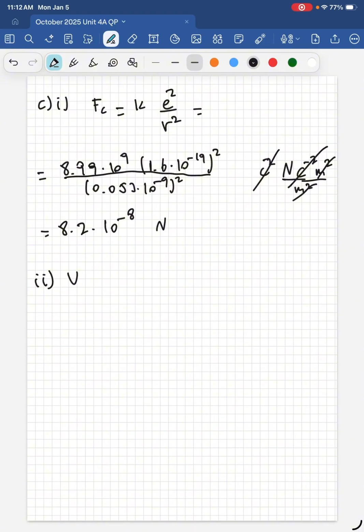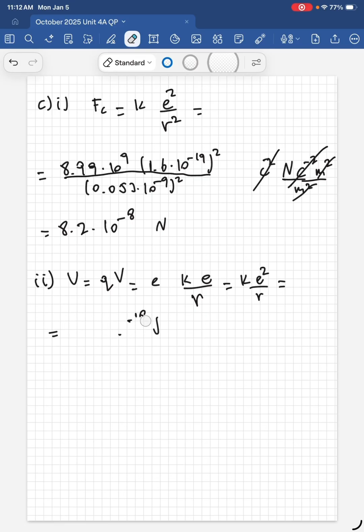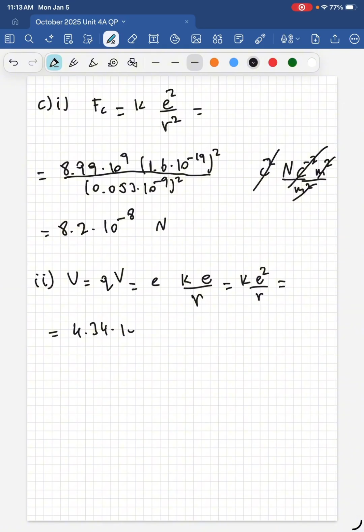So the electrostatic potential energy, which we will denote as capital U, is equal to the charge times the electric potential. The charge is e. The electric potential is k e over r. So we get k e squared over r. And if you plug in numbers, you find 4.34 times 10 to the negative 18 joules.